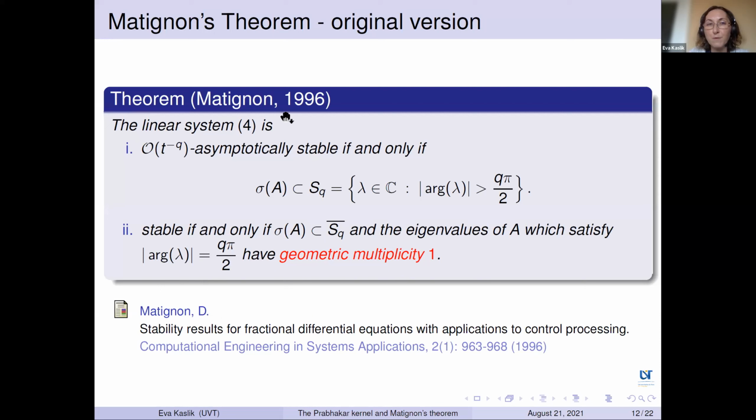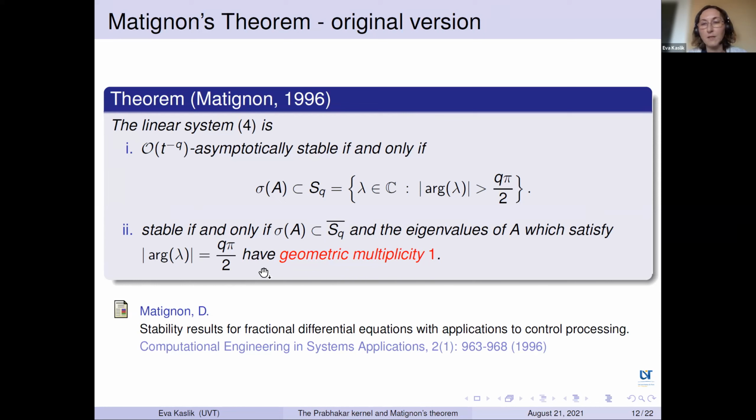So when we were looking up Matignon's earlier results, we came upon a very short sketch of the proof for this theorem, which was based on properties of the two-parameter Mittag-Leffler function. But this second point was not discussed, and unfortunately we were unable to find the original proof of Matignon regarding this second step.